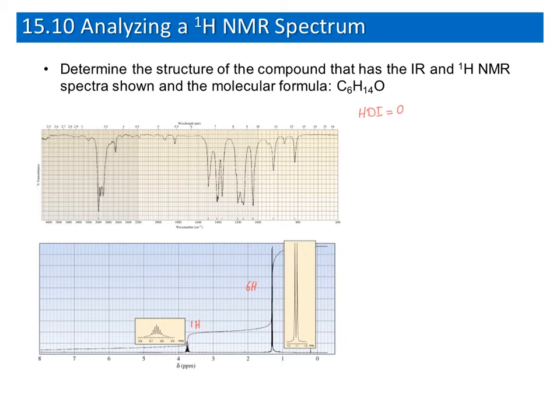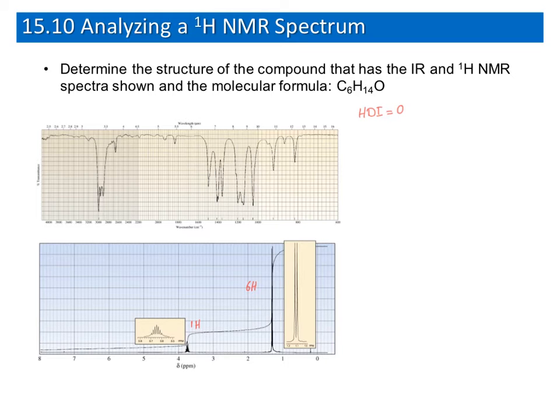We don't even see any broad signals at around 2200 to 3500 for alcohol or carboxylic acid. So that means we have an oxygen in the structure, but the functional group present in the molecule shouldn't be an alcohol, a carboxylic acid, or a ketone.